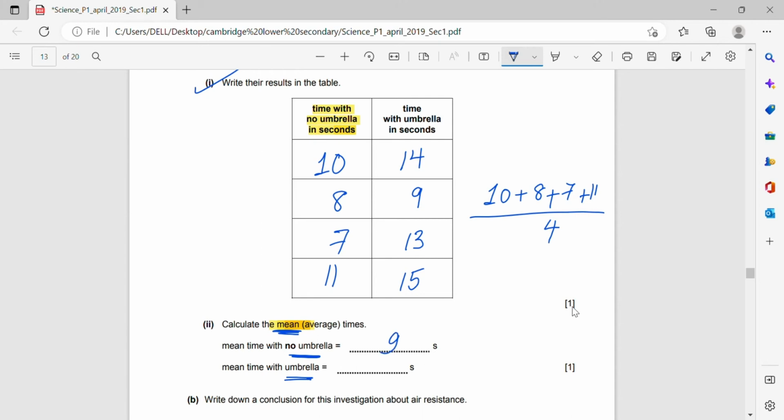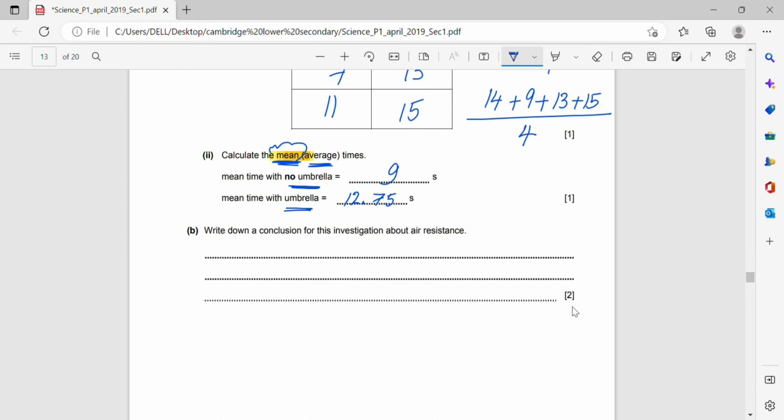Now time with umbrella. To get the mean time with umbrella, what do I do? I add 14 plus 9 plus 13 plus 15, divided by again 4, which gives me the value 12.75 seconds. So this is how to calculate the mean, or in other words the average.